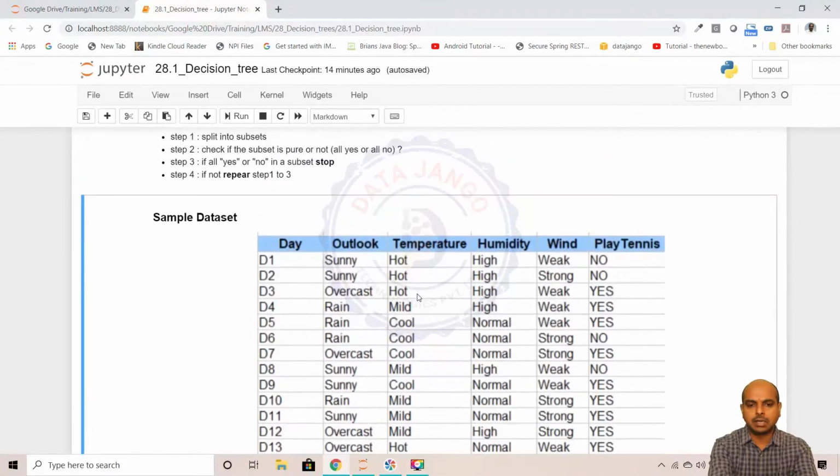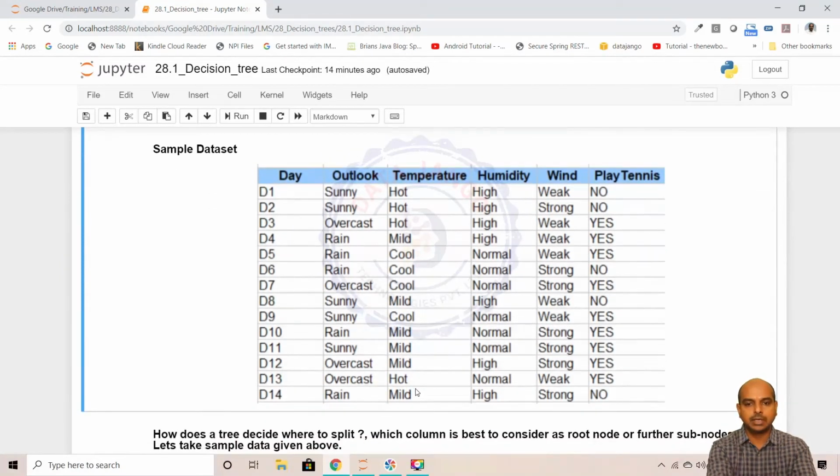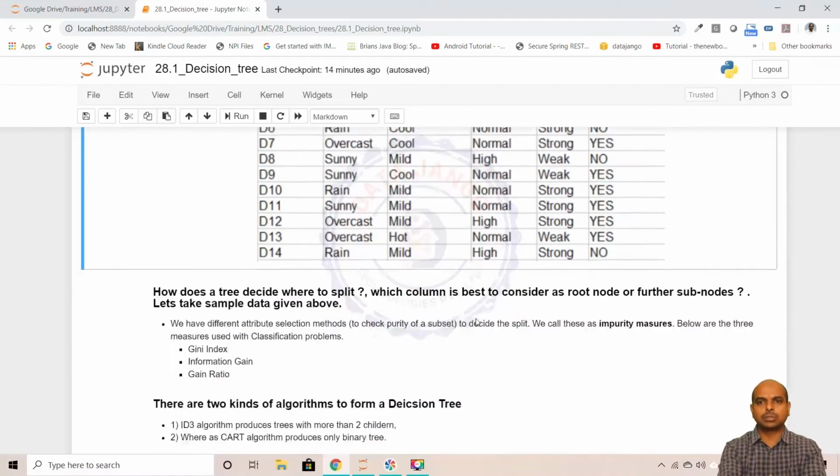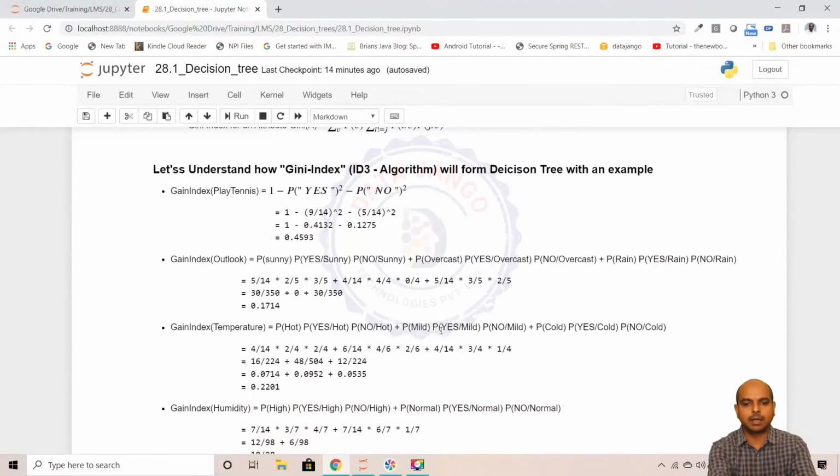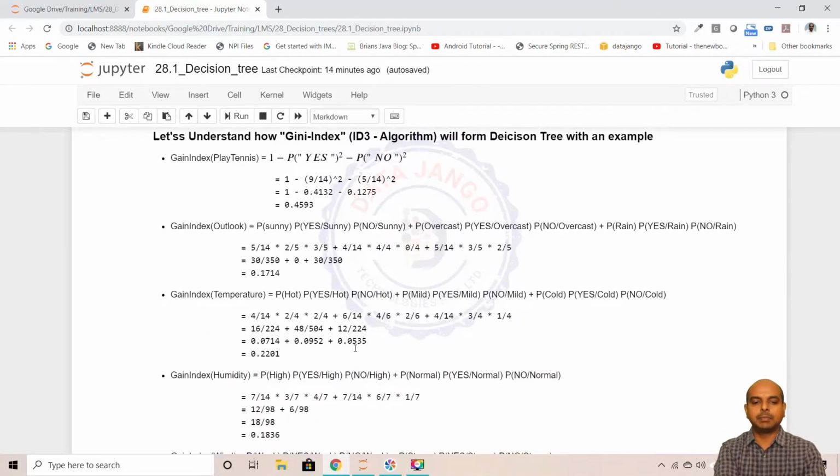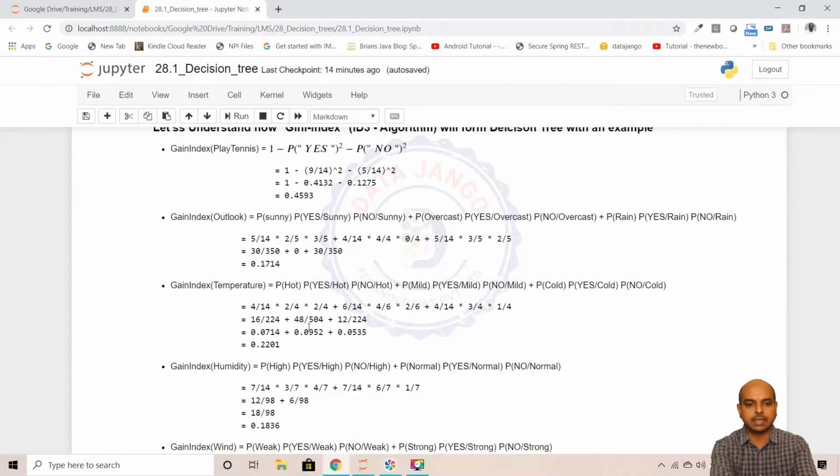And probability of temperature, same way. In the temperature column, probability of hot is 1, 2, 3, 4, so 4 by 14. And out of 4, how many yes, how many no? 2 yes and 2 no. So 2 by 4 and 2 by 4. So you need to calculate the probabilities. The algorithm will calculate the probabilities like that. And the Gini index for temperature we have got 0.22.